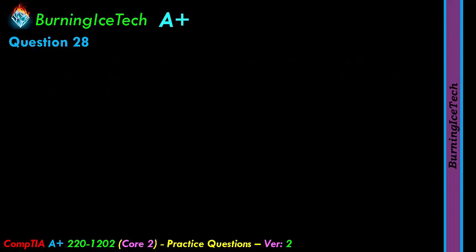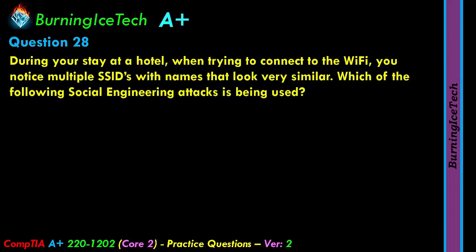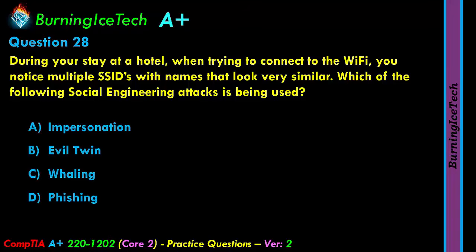Question 28. During your stay at a hotel, when trying to connect to the Wi-Fi, you notice multiple SSIDs with names that look very similar. Which of the following social engineering attacks is being used here? So social engineering, guys, is generally when we try and trick the user into doing something. This could be to try and trick them into connecting to the wrong network, to hold a door open, to give us information. Generally, that's what social engineering is all about.